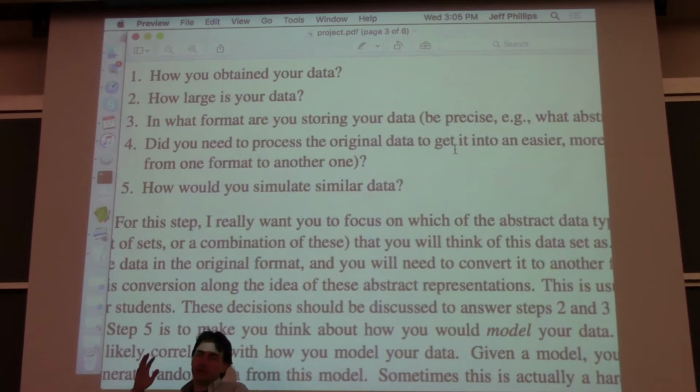Did you throw away certain things? If you have Twitter data, there's lots of metadata you probably don't need. You can throw that out and so forth. Okay, so then the fifth one always trips people up: how would you simulate some data that's similar to the data that you're working with?